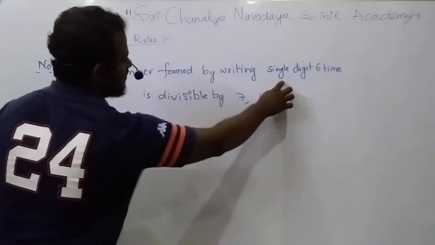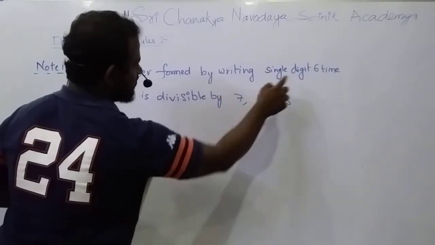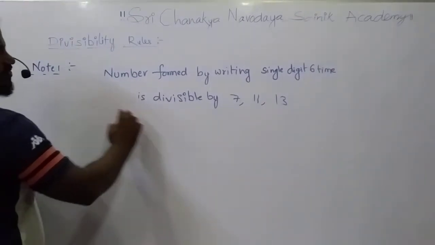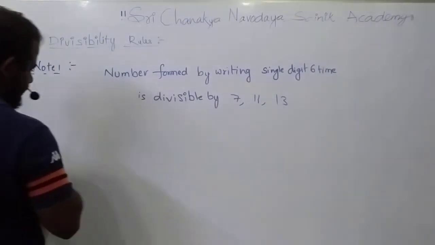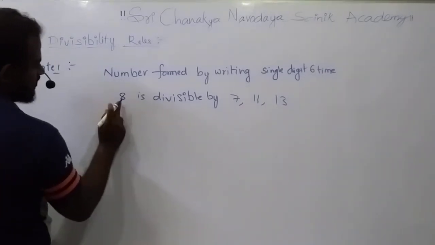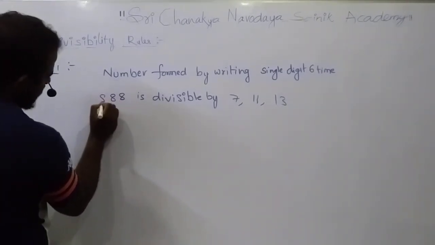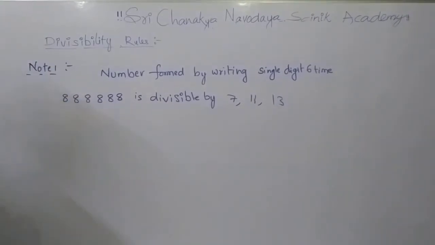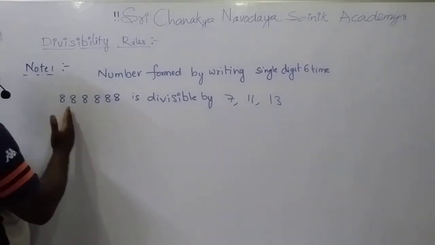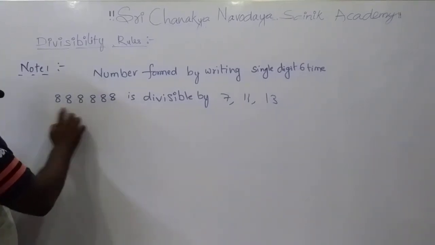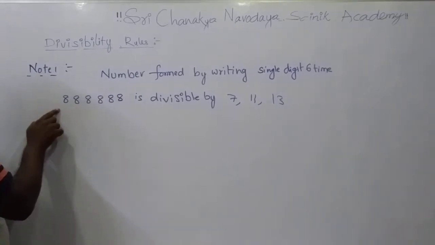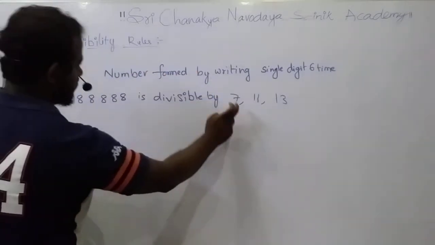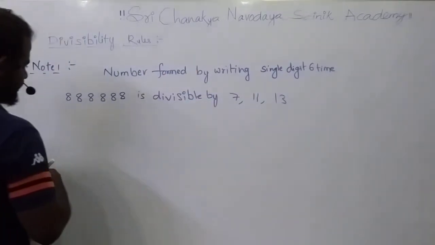So, a single digit 6 times. If I write a single digit 6 times, then we form one number, and that number is divisible by 7, 11, 13. Suppose I take the single digit 8 and write it 6 times. I got a 6-digit number where all 6 digits are 8. Single digit repeatedly written 6 times gives a 6-digit number.